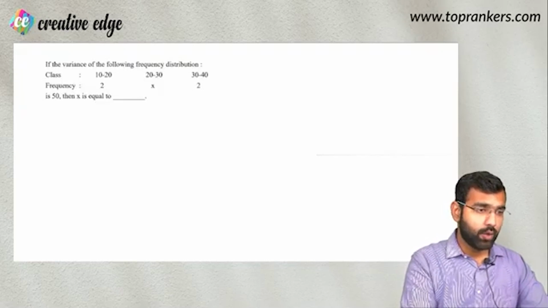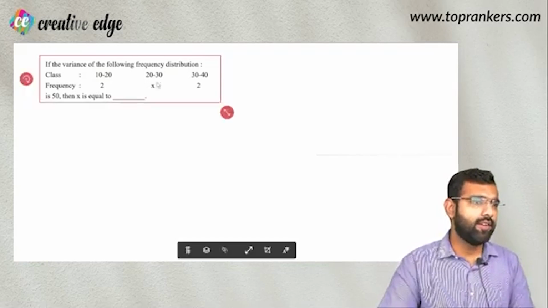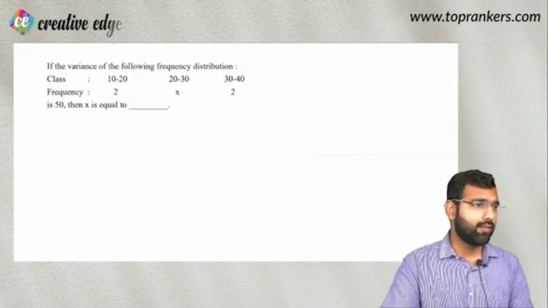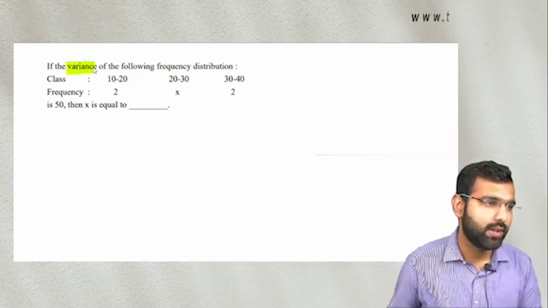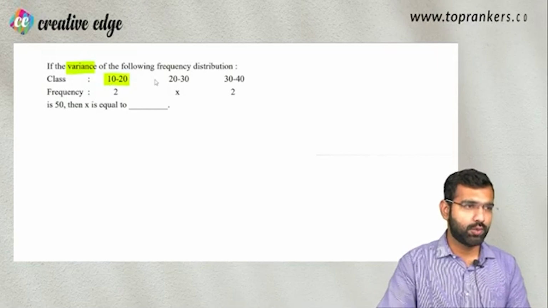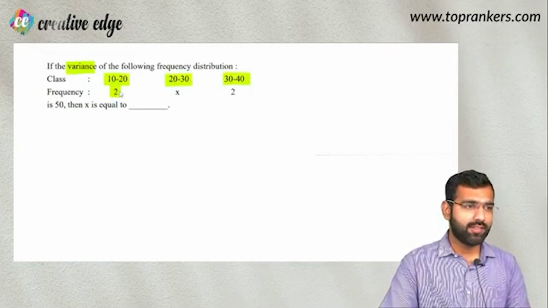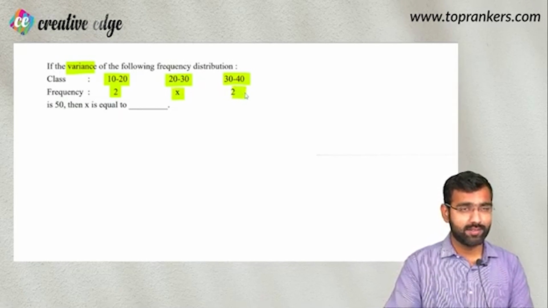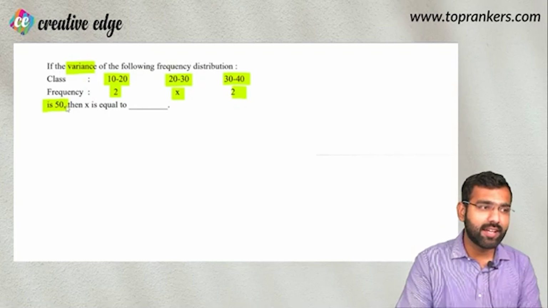Alright, students, I hope you all can see the next question right there in front of you on the screen. What are we given in this question? Here we are asked the variance of the following frequency distribution. The classes are 0, 10 to 20, 20 to 30 and 30 to 40. The frequency of one is 2, another is unknown, and that is x, and the last is 2. Rather, the variance is given, and we are asked the value of x.